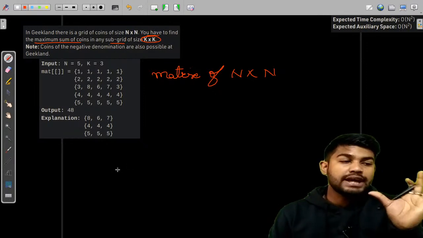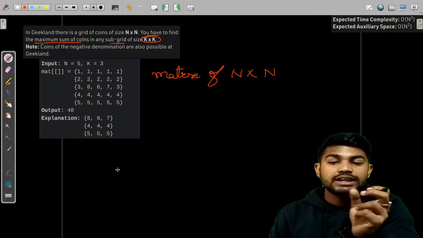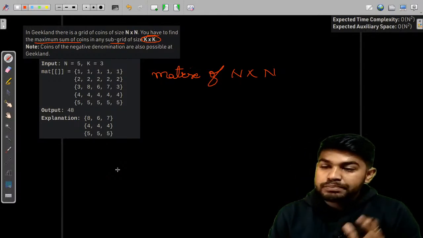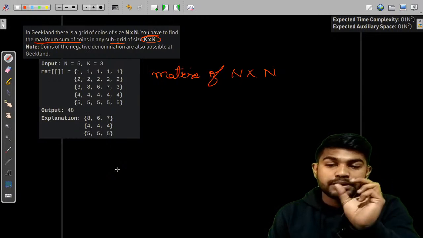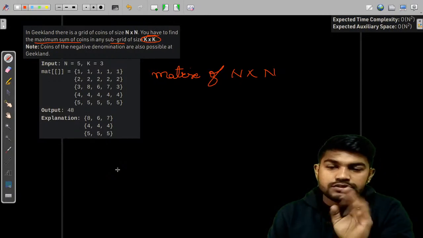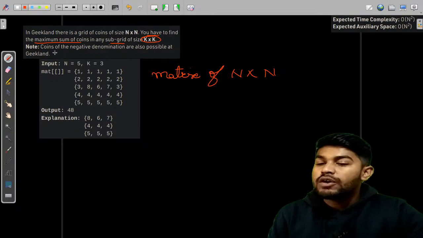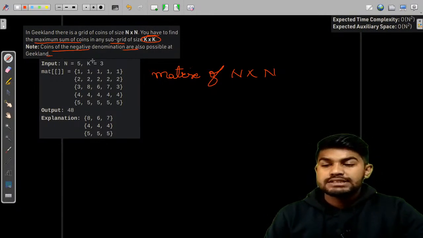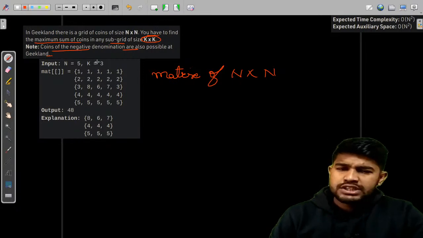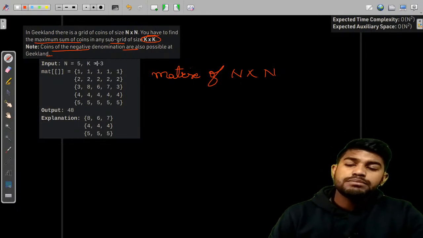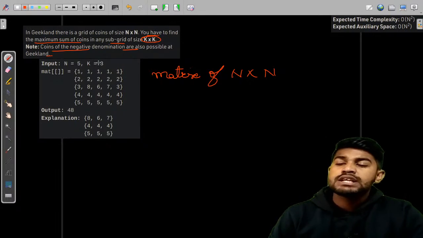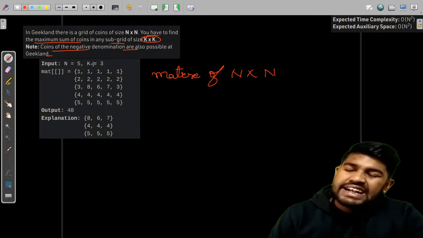Suppose there is a big array and you take a part of it, then it is known as a subarray. The same thing applies here: we take any subgrid, and subgrid means any submatrix of k cross k. Coins of negative denomination are also possible at Geekland. This means it is not the case that the coin denomination is always positive; it might be negative.